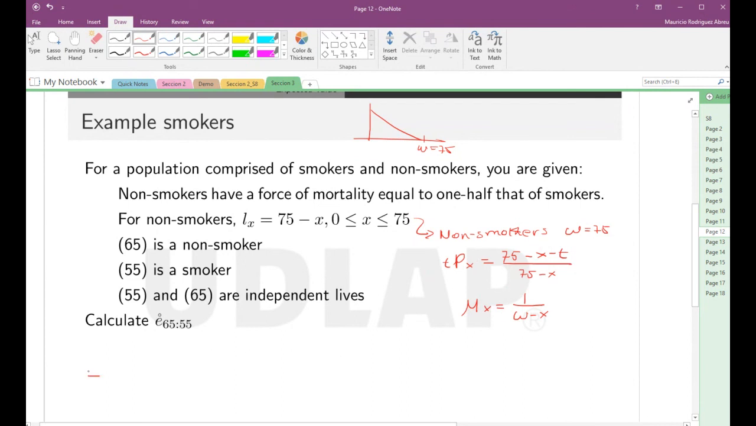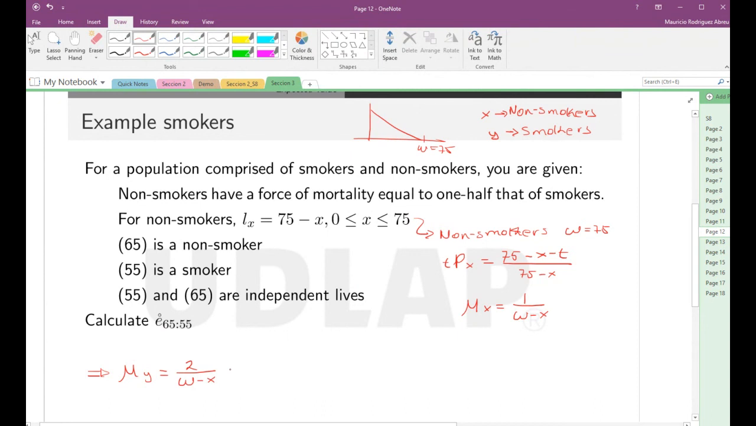So who can tell me the value of force of mortality for Y? Let me make Y non-smokers. Sorry, X non-smokers, Y smokers. Exactly. This would be 2 divided by omega minus x.